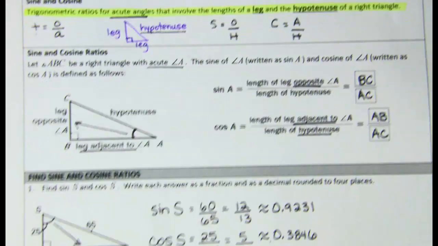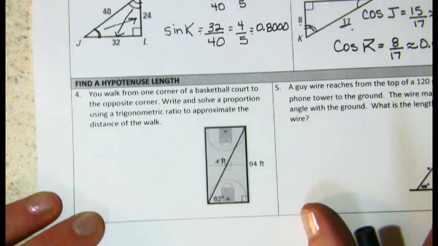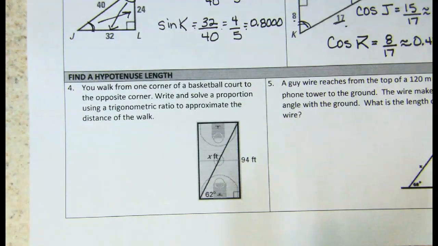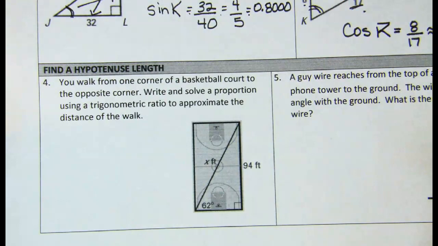Now, moving on, it says find the hypotenuse length. So it says you walk from one corner of a basketball court to the opposite corner. Write and solve a proportion using a trigonometric ratio to approximate the distance of the walk. Now, this time you have 3 trigonometric ratios that you know. So part of the process now comes: which one do you use? And honestly, if you have different information, you can use more than one and still get the right answer.